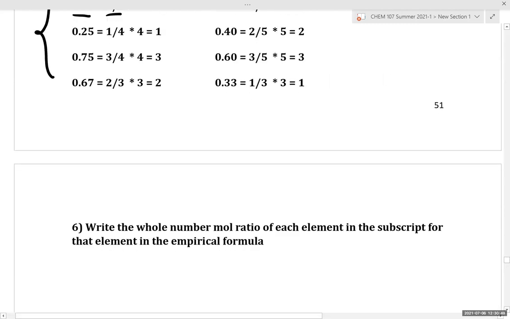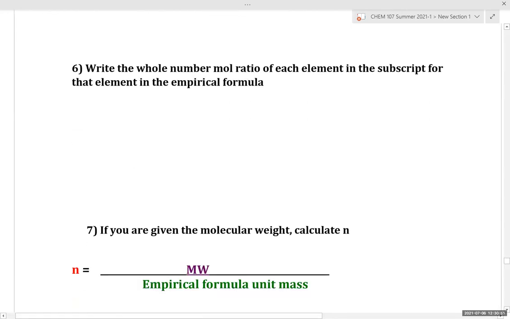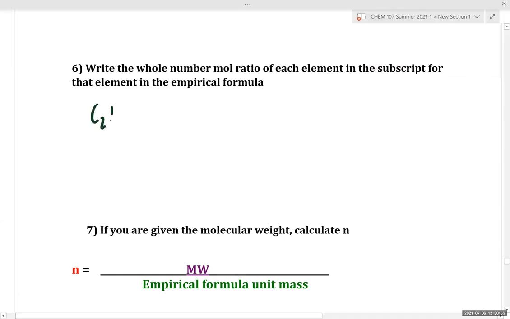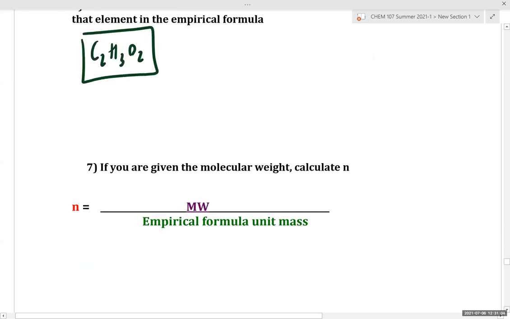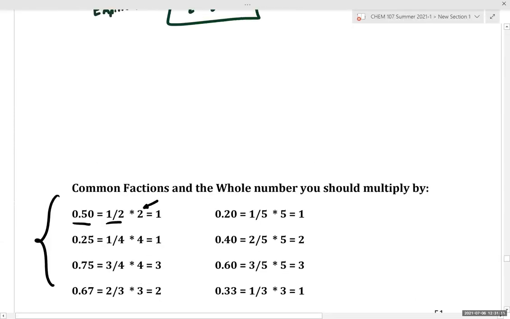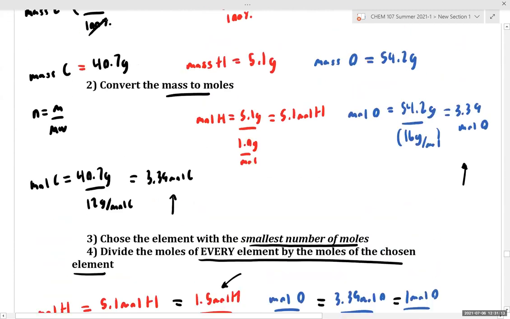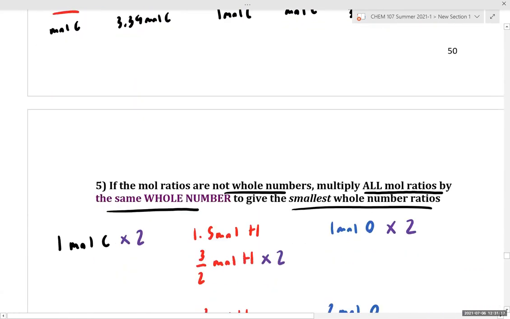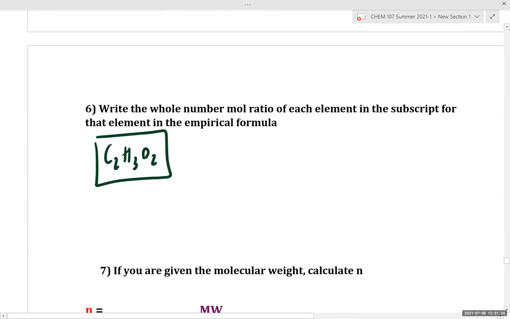Okay. So now that we have our empirical formula, which is C2H3O2, we have our empirical formula set up. Since we're given the molecular weight, we can calculate N. So going all the way back to the start of this problem, we're given that our molar mass was 118 gram per mole.